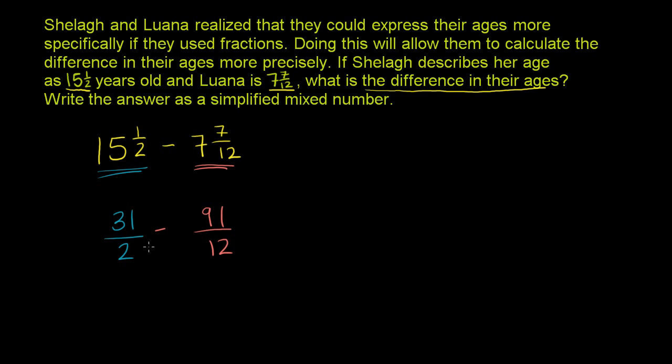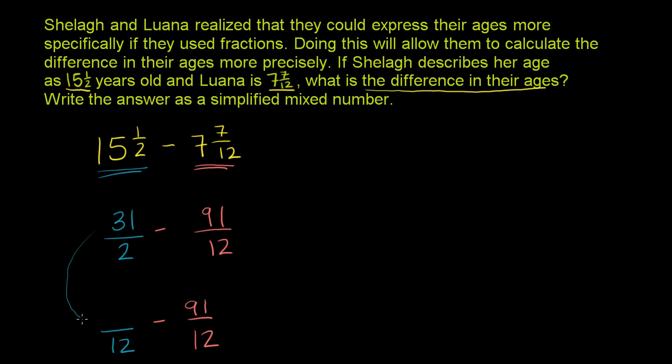91/12. Now, we've written both of them as improper fractions, but we still have different denominators. So we have to have a common denominator. So what is the least common multiple of 2 and 12? Or what's the smallest number that's divisible by both of them? Well, 12 is divisible by 12, and 12 is also divisible by 2. So 12 is the least common multiple. So we want both of them to be over 12. This fraction already is over 12, so we don't have to change it. 91/12. Now, on the blue one, to go from 2 to 12 in the denominator, we have to multiply by 6. So we also have to multiply by 6 in the numerator.